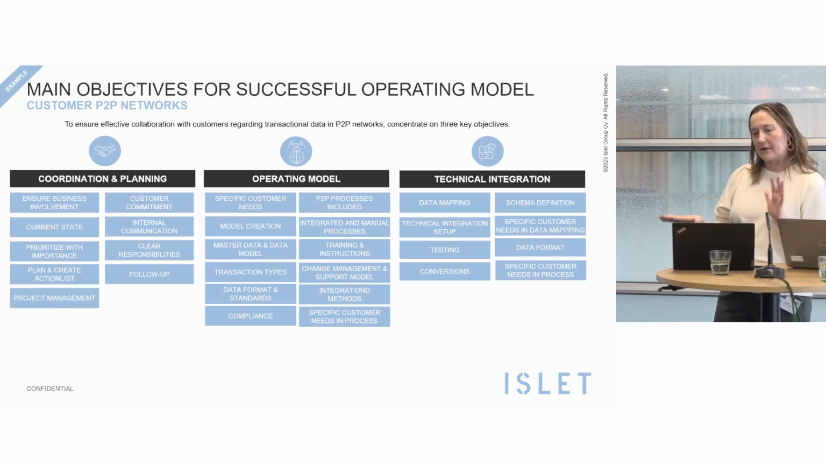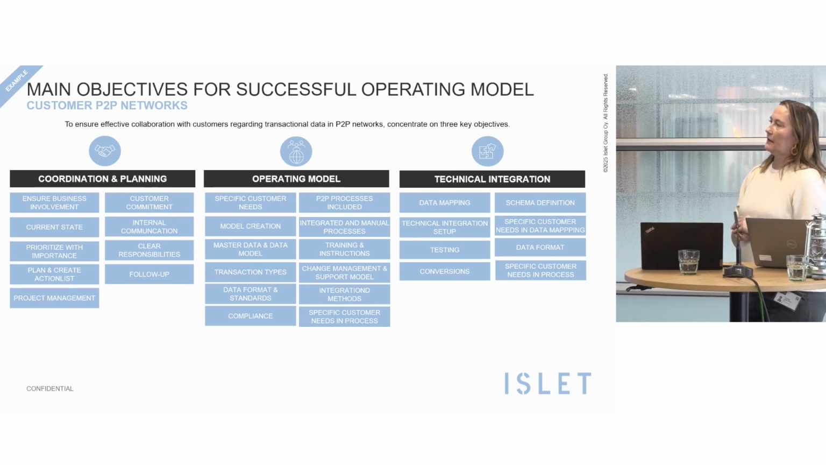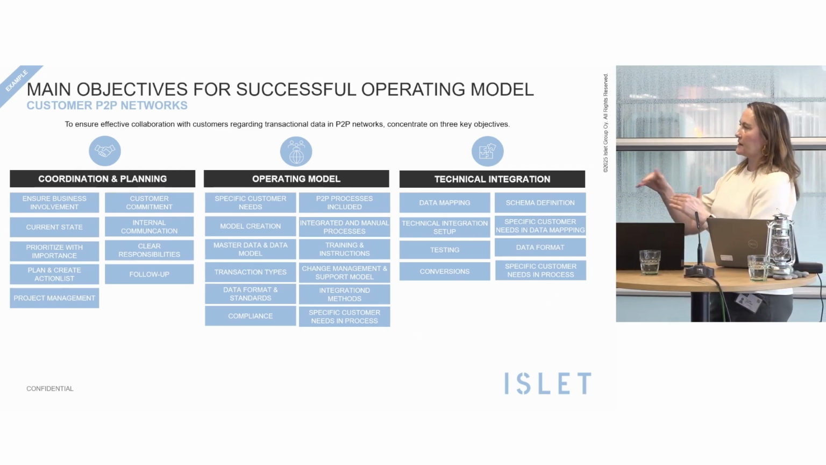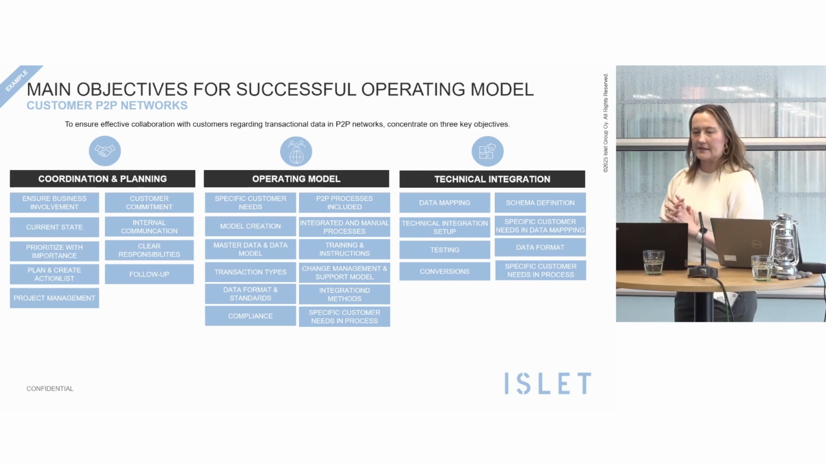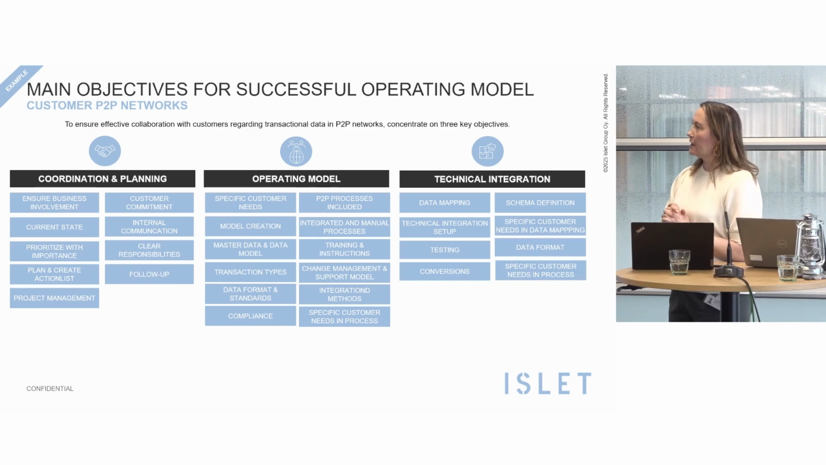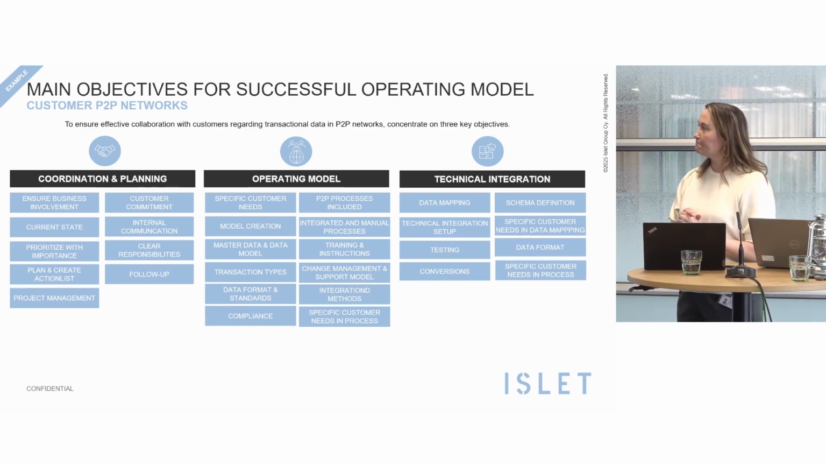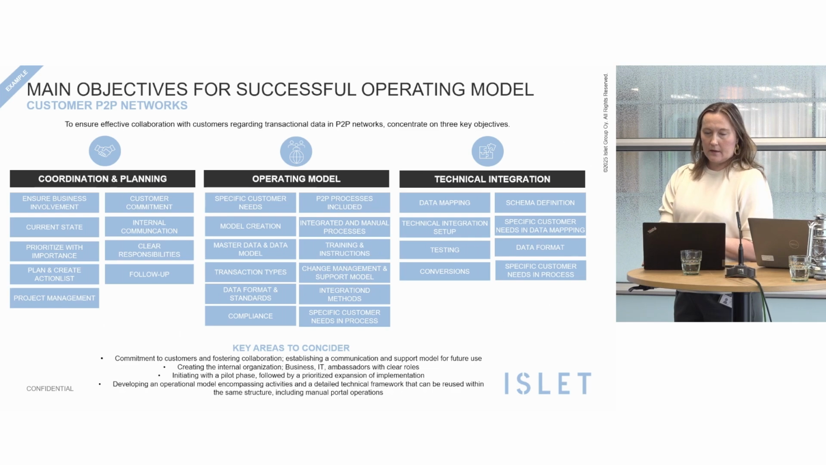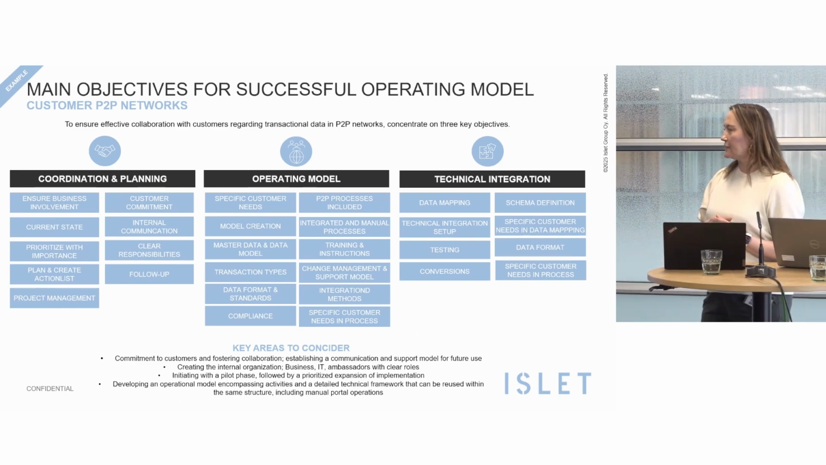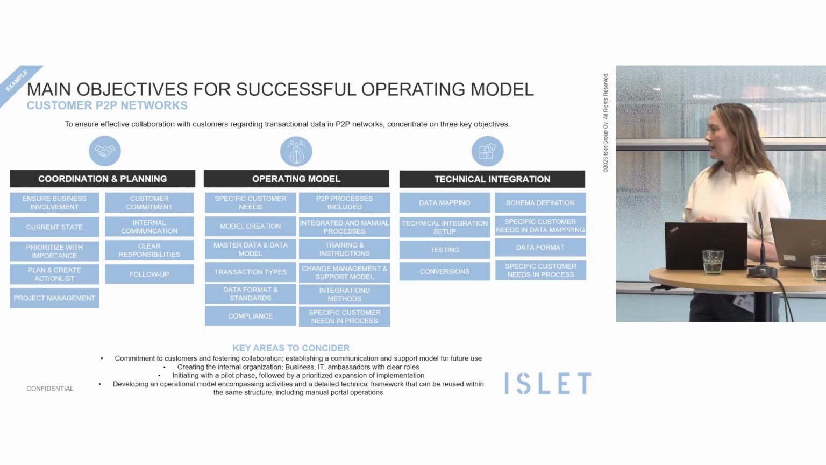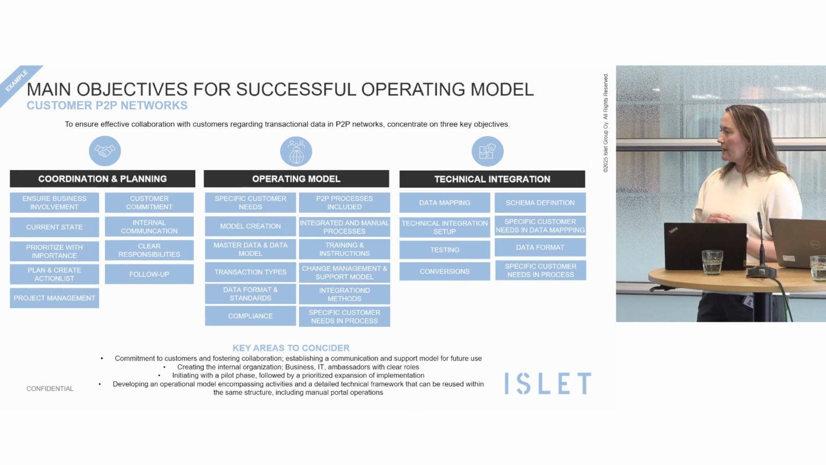You can divide this in different ways, but I think it's really important not only to look at the technical side, but especially the operating model. I think that's something that is really, really important to look at and make sure that it's in place. Maybe I already mentioned those, but key areas to consider are the internal collaboration, commitment, creating the internal organization, ambassadors, as I mentioned before, and designing the operational model.